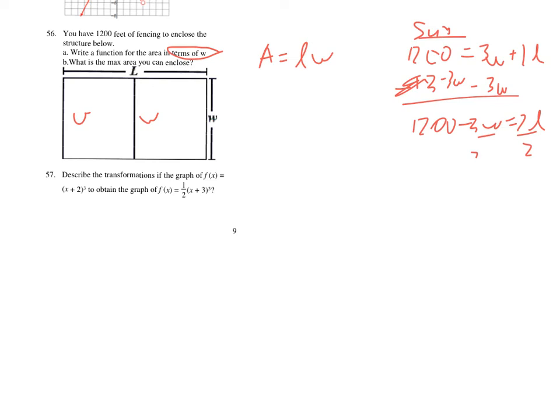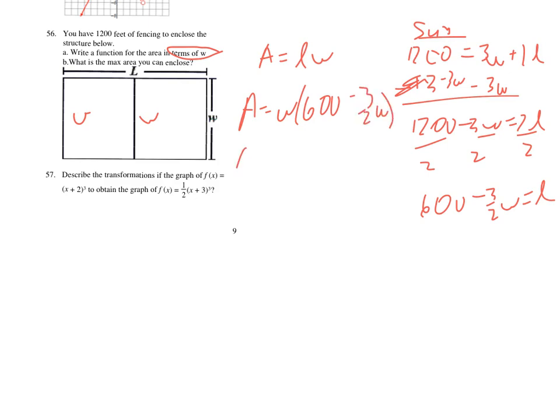And then we'll divide everything by 2. So 600 minus 3 over 2W equals L. And so then I could say my area equals W times 600 minus 3 over 2W. You can distribute that in if you want. So negative 3 over 2W squared plus 600W. And then to maximize it, you're just going to find the vertex. I'll let you guys do that. I'll also let you guys do 57, just some more transformations.